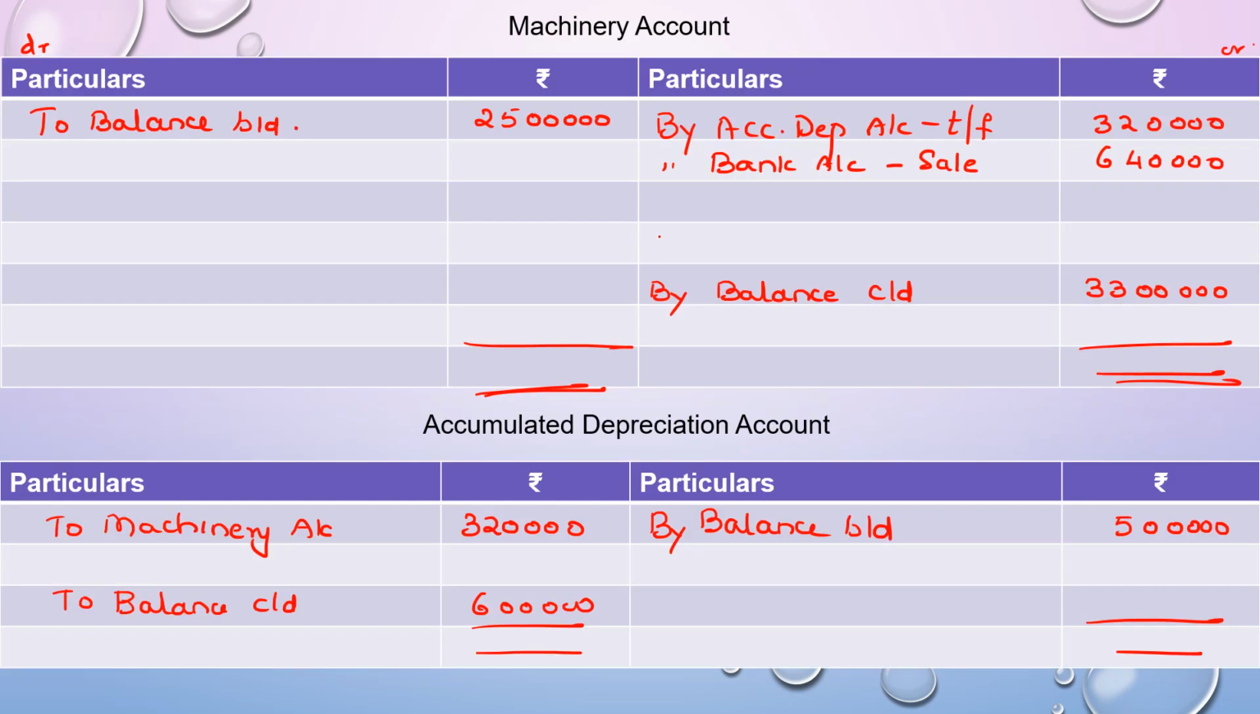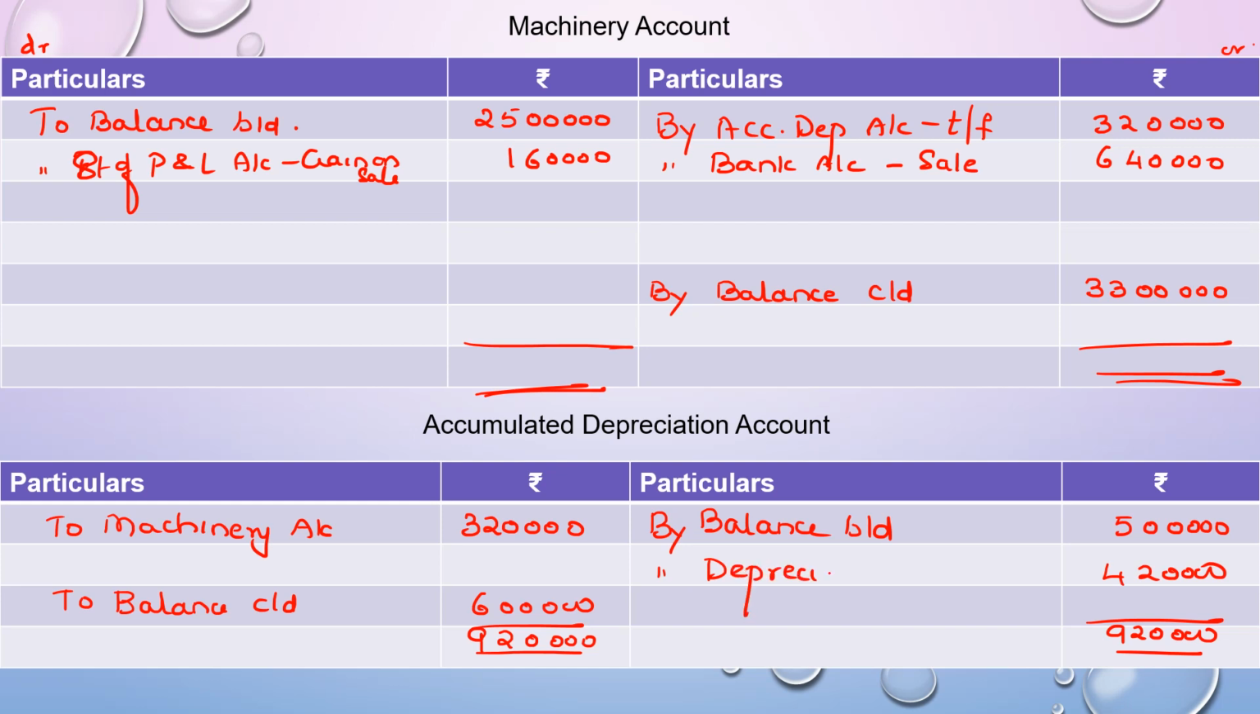So going back to this account, we can write the gain is always credited to the statement of profit and loss account. This was the gain on sale. Loss is debited, gain is credited. So 1,60,000. So once this is done, we can start closing the accounts. First, we'll close out the accumulated depreciation account. 9,20,000 minus 5 lakh gives us 4,20,000. This is represented by the depreciation for the current year, the balancing figure. This we would take in the operating.